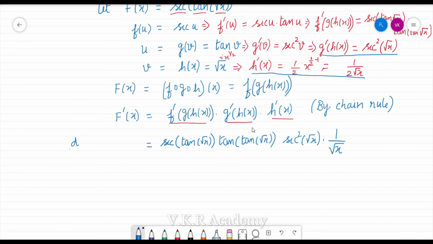The given function is d by dx of secant of tan of root x. In the next lecture, we shall discuss the next problem.